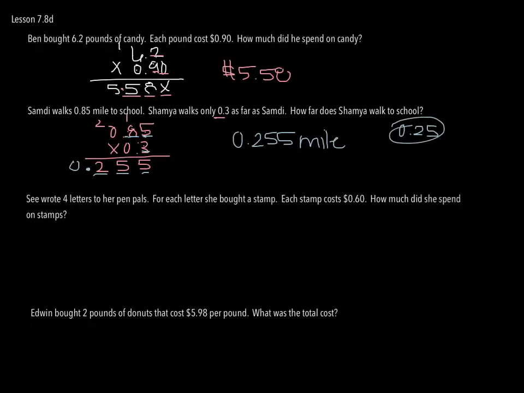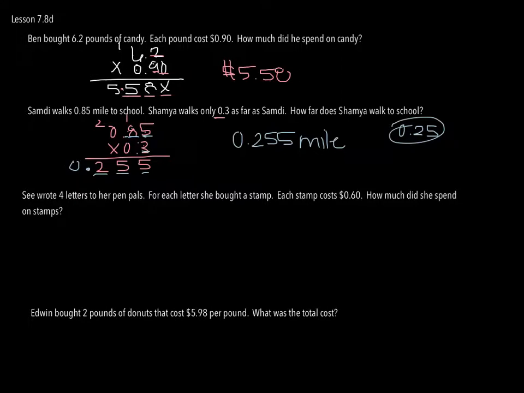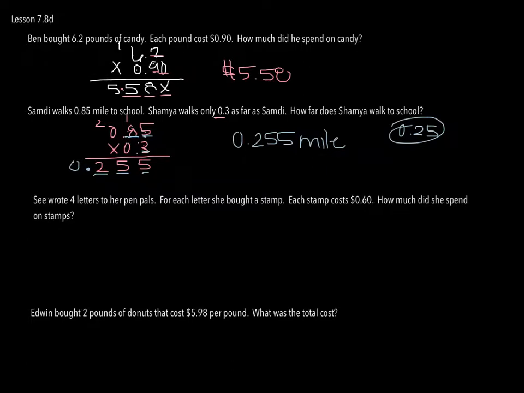Alright, now let's talk about C, the letter writer. She wrote 4 letters to her pen pals. For each letter, she bought a stamp. Each stamp cost 60 cents. How much did she spend on stamps? So we're going to take 4, the number of letters, and she bought a stamp for each, so we're going to multiply that by 0.60. First, multiply by 0. We don't have to, but when we start multiplying by 6, we have to make sure we know we're starting in the tens, the second column.